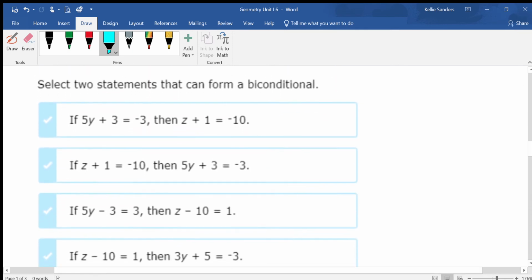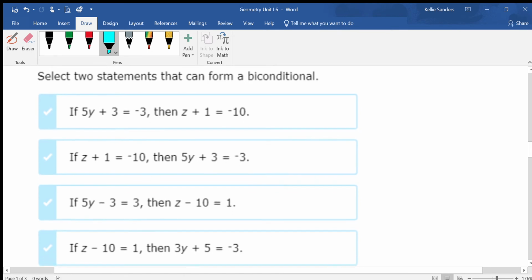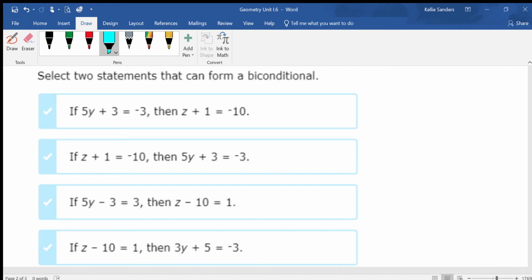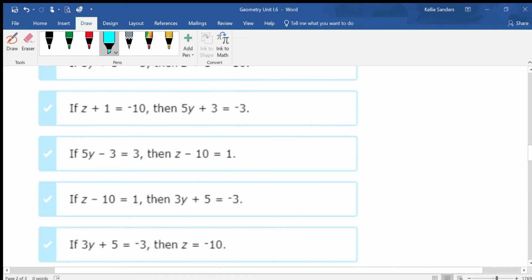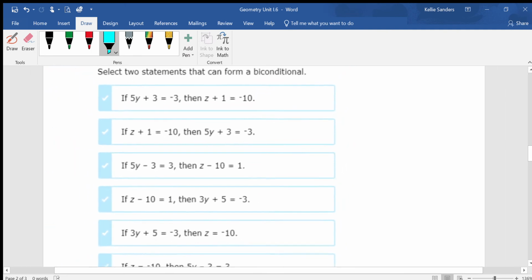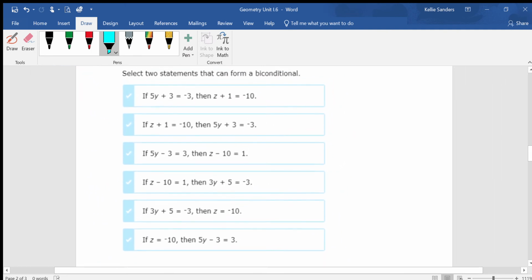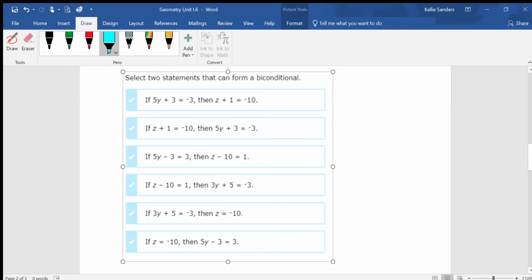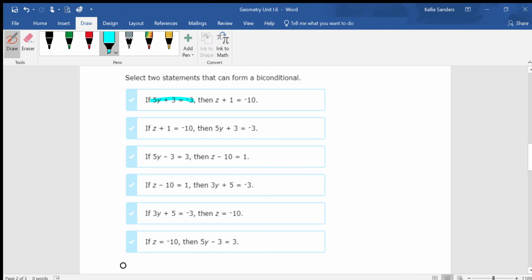Select two statements that can form a biconditional. So this is pretty much what we just got finished doing. We just don't have a sample to go by. So on this one, it's kind of like trial and error and seeing if anything fits. Let me see if I can. Yeah, there we go. Okay. So I'm just going to start with the first one.